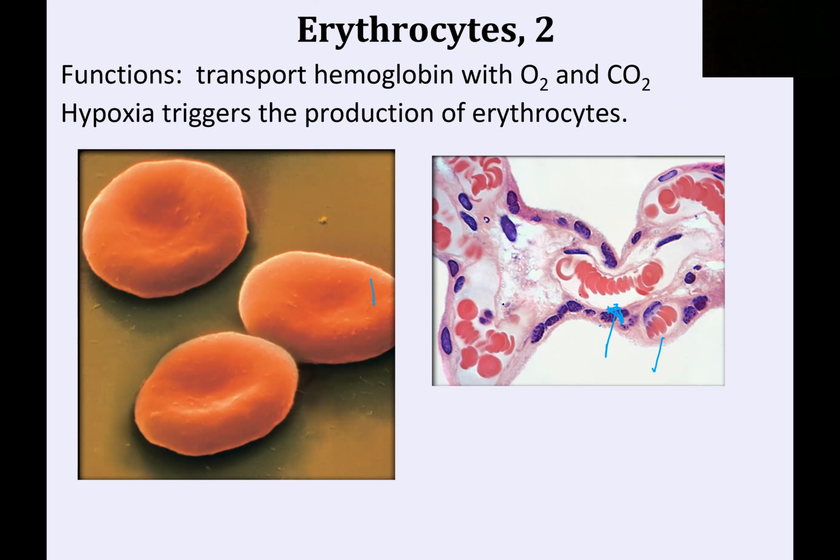Hypoxia is what's going to cause the production of erythrocytes. So the first thing that your body does when it's low on oxygen is to make more erythrocytes and hemoglobin. The first thing, not the second thing, not the last thing. So we make erythrocytes and hemoglobin in order to respond to low oxygen levels in the body.